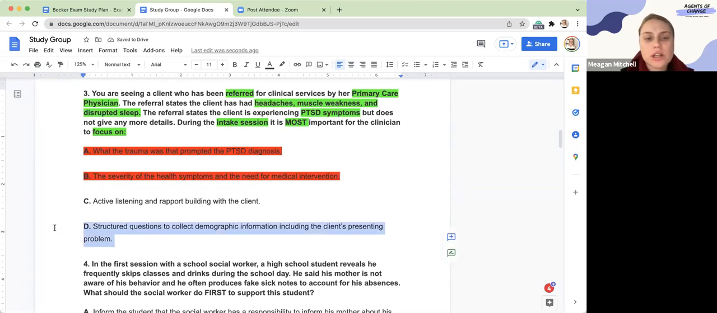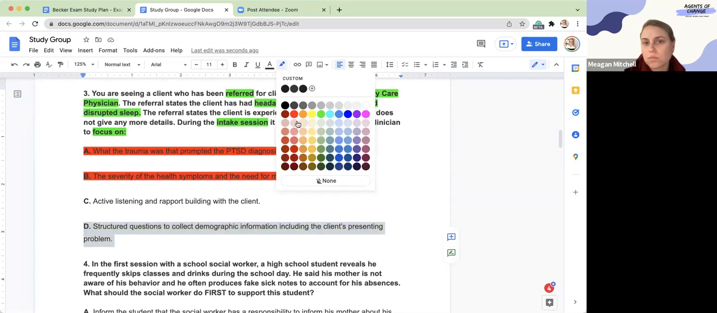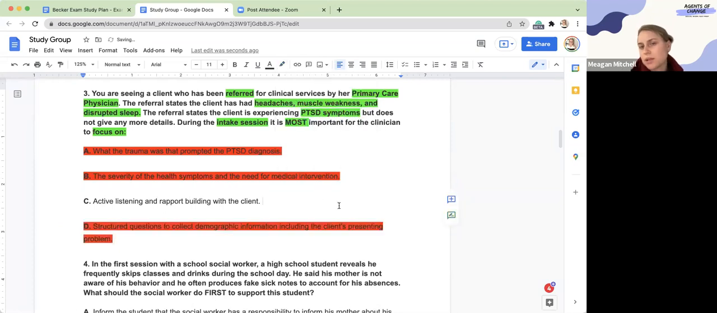Structured questions to collect demographic info, including the client's presenting problem. That could be, but is that the most important thing to focus on with a client that has a PTSD diagnosis and you're doing an intake? Not when you do not have a supportive relationship to build off of first. We need to meet the client where they're at. We're engaging the client, right?